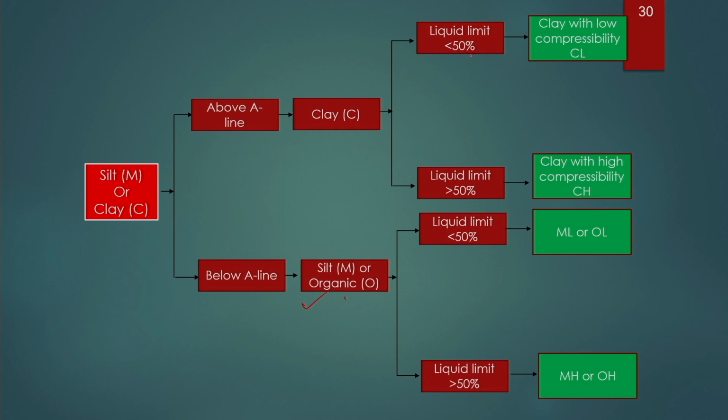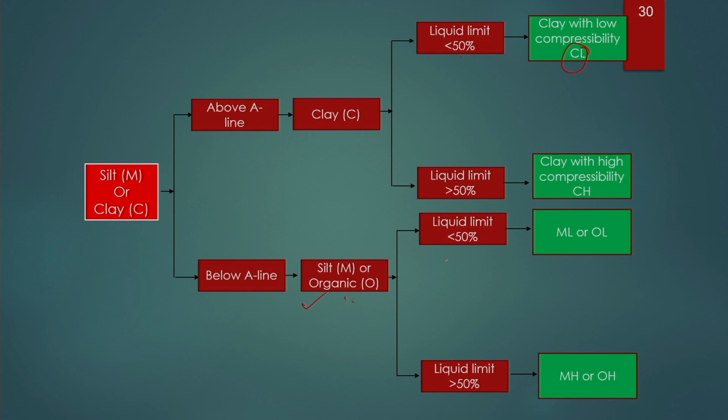Then we need to plot the liquid limit on the plasticity chart. Then we will see whether the liquid limit is more than 50% or less than 50%. If the liquid limit is less than 50%, the soil will be termed as clay with low compressibility, or CL. Similarly, if the liquid limit is more than 50%, the soil can be classified as clay with high compressibility.